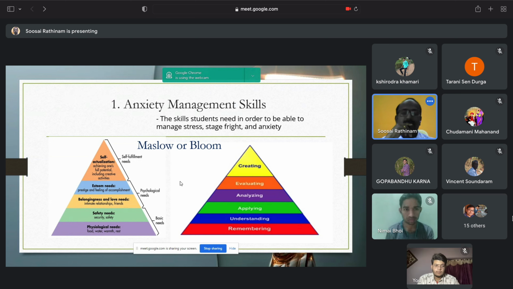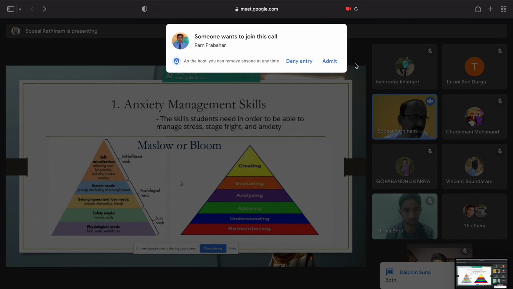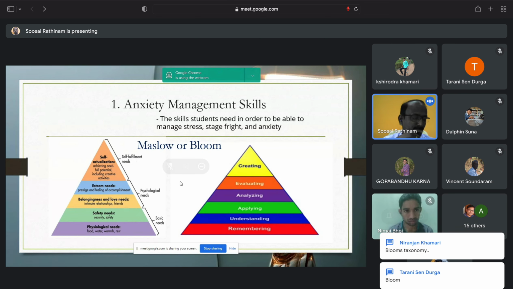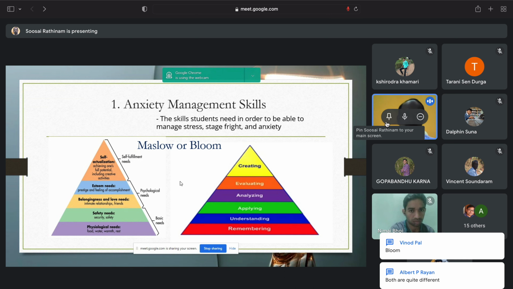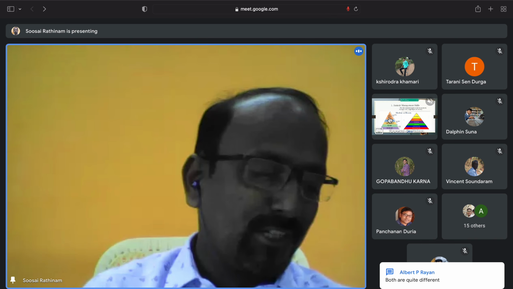Can you put your answer in the chat box? Okay, Dolphin Suna says both. Okay, Bloom's taxonomy, Niranjan Kamari. Bloom. Tarani Sen Gupta says Bloom. Vinod Paul says Bloom's taxonomy. Okay, Dr. Albert says both are quite different.